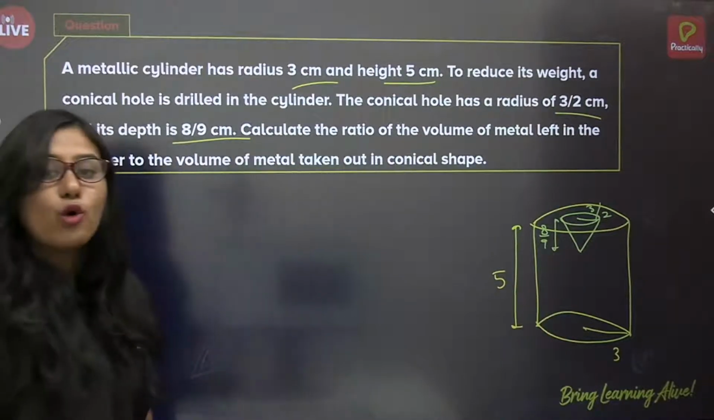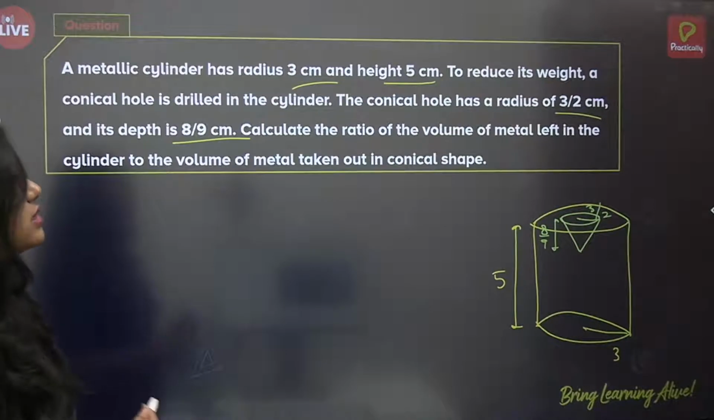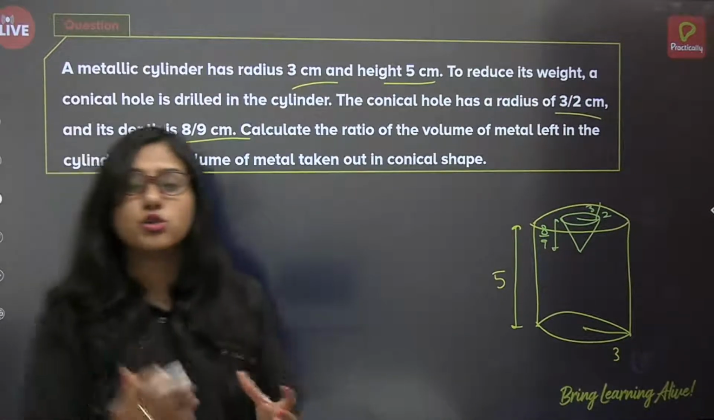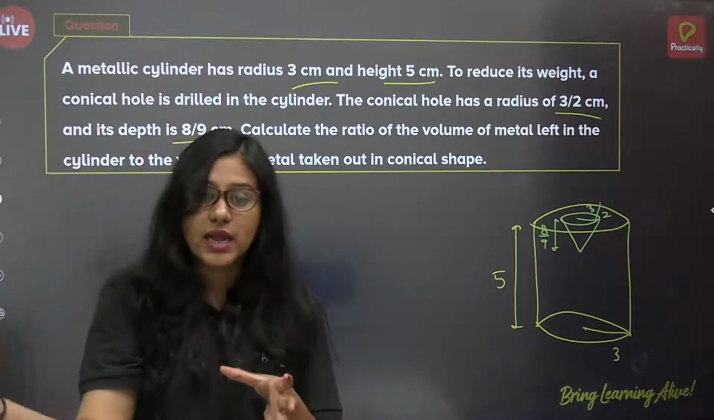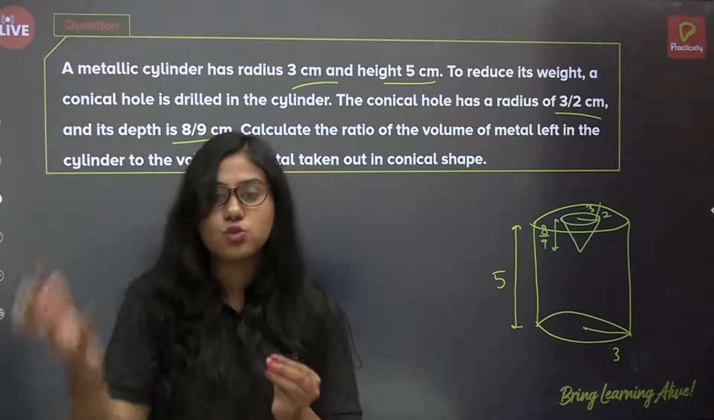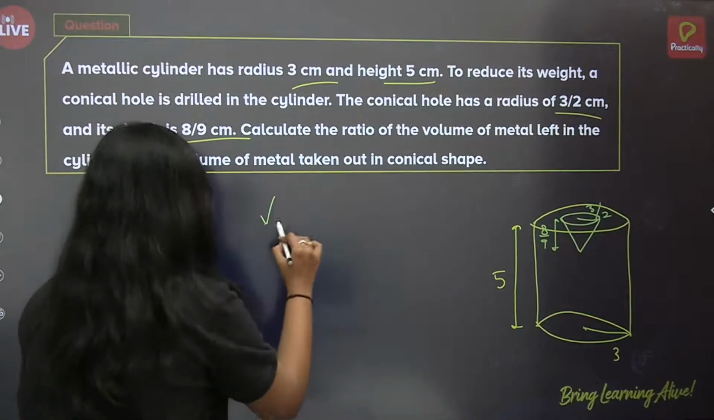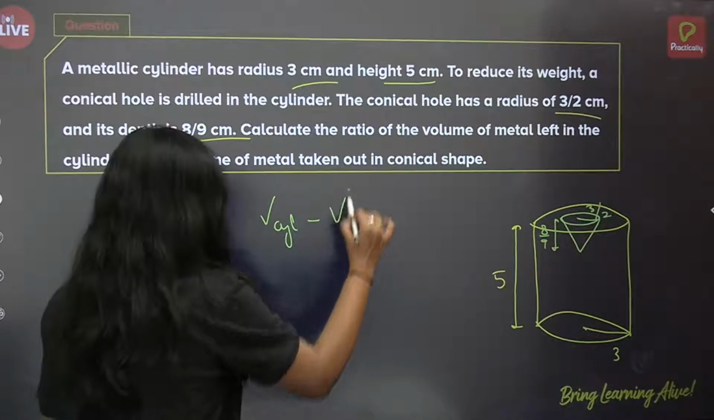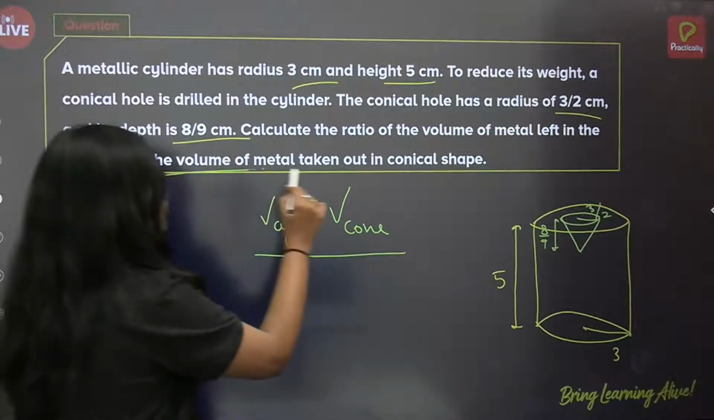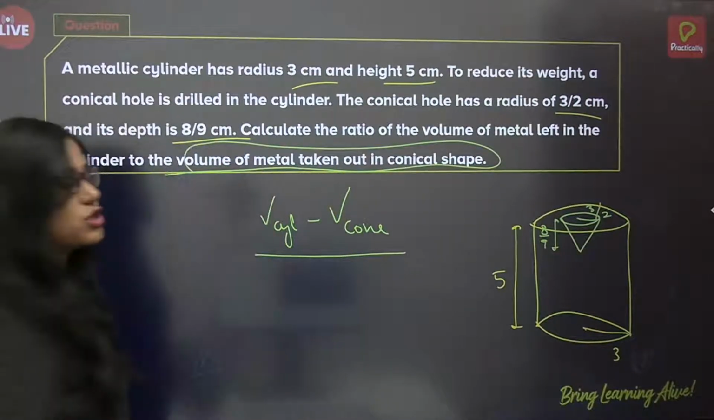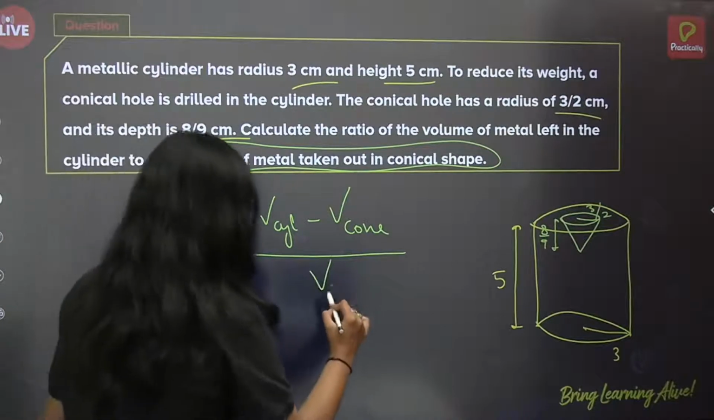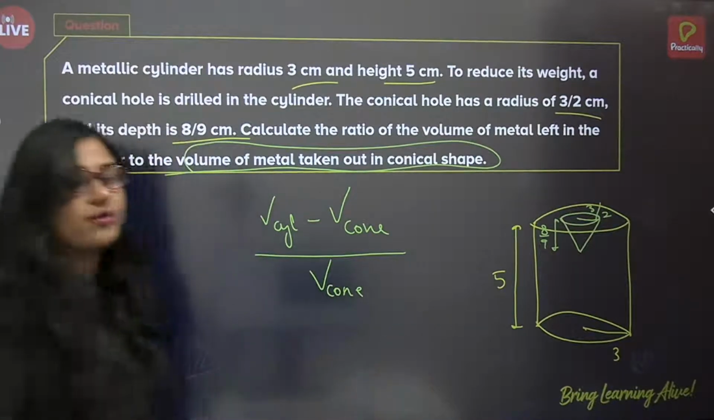Now what do we have to find? The ratio of the volume of the metal left in the cylinder. In the cylinder, when the cone is taken out, the leftover volume is the volume of cylinder minus the volume of cone. This is in ratio to the volume of metal taken out in the conical shape, which is nothing but the volume of cone.